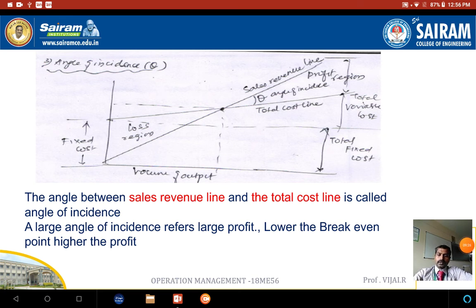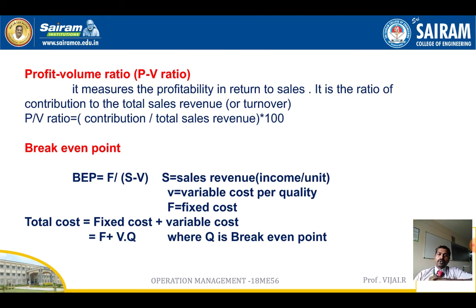Right. So for sales revenue, we have seen that if the angle of incidence is larger, you see a large profit. And in the profit volume ratio, that is BEP, break even point, the formula you can see here: fixed cost divided by S minus V, sales revenue minus variable cost. So we can follow this to get exactly what the break even point is, where it is total cost. Already we have discussed, fixed cost plus variable cost.